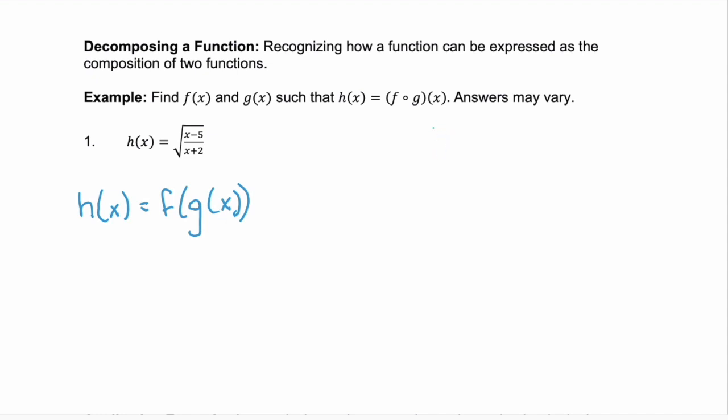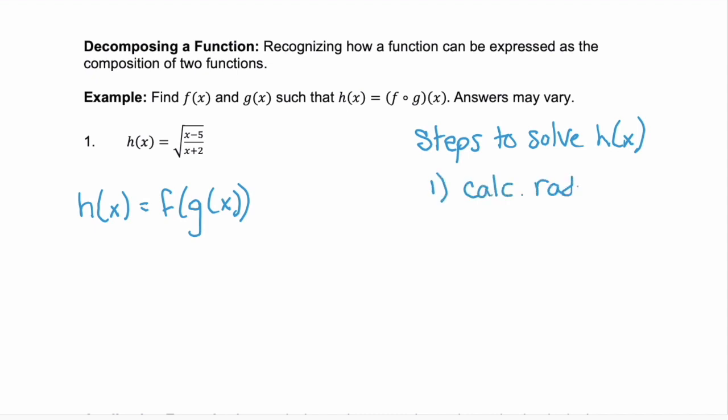So what I like to look at are what are the steps to solve h of x. If you were looking just at h of x, how would you evaluate it? Step 1 would be to calculate that radicand. Right? You need to calculate (x minus 5) over (x plus 2). And once you have that, you'll go to step 2 and you'll take the square root.